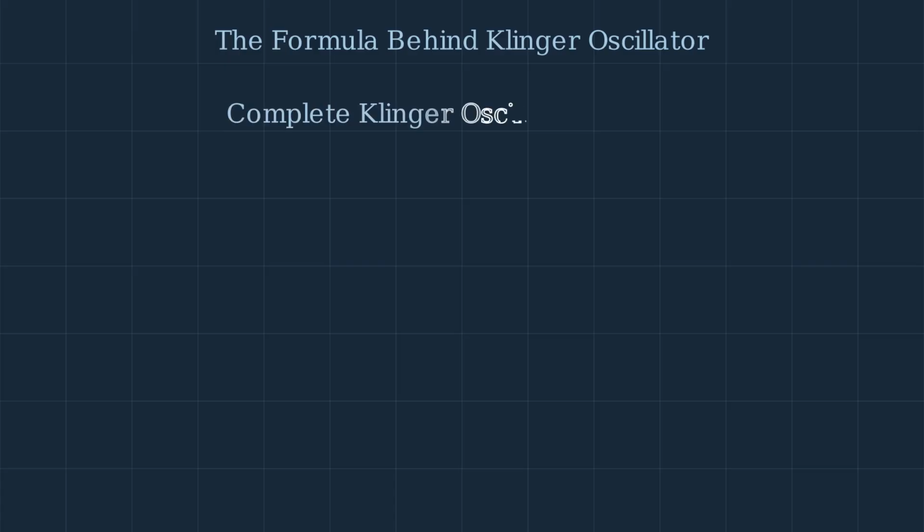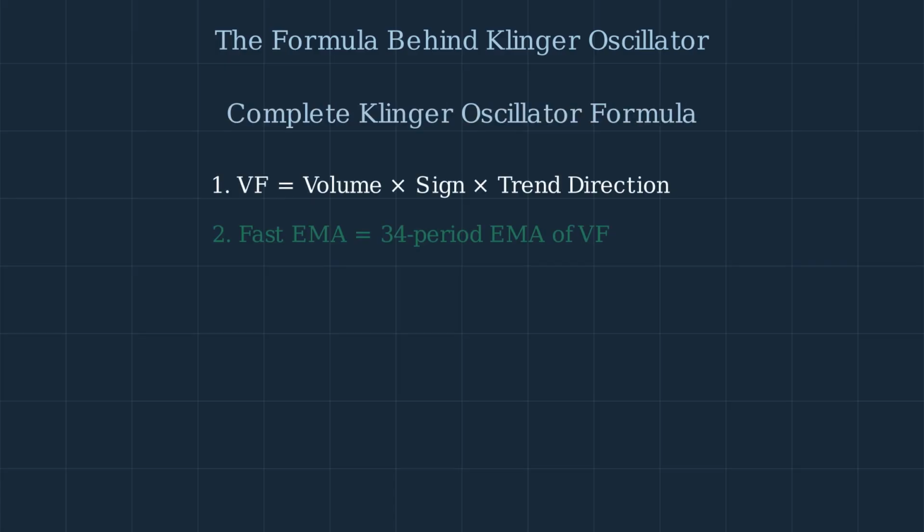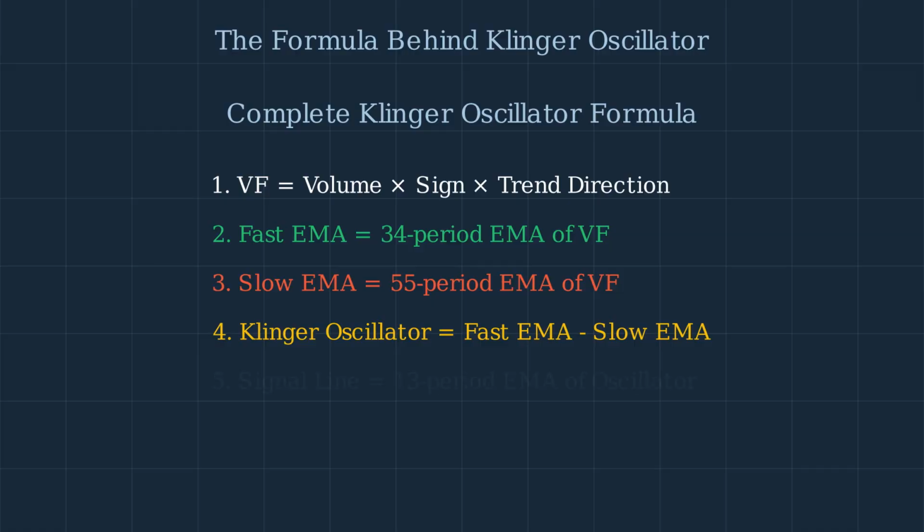To summarize, the Klinger oscillator is calculated through a series of steps that transform volume data into a powerful momentum indicator. These calculations help traders identify the force behind price movements and potential reversal points in the market.